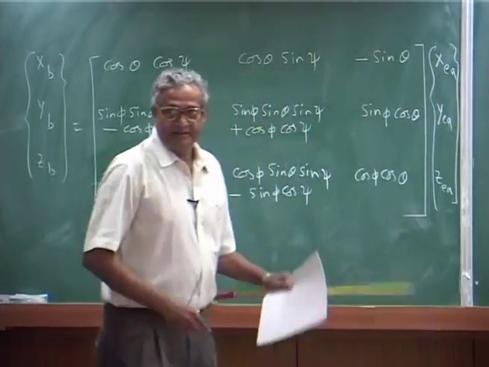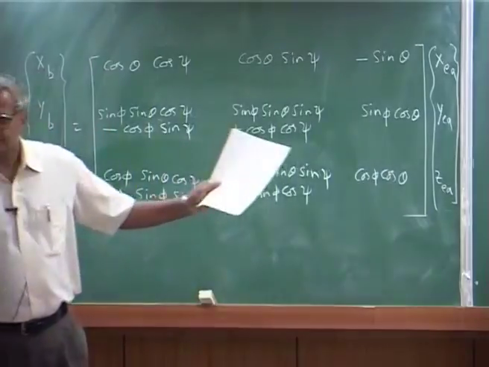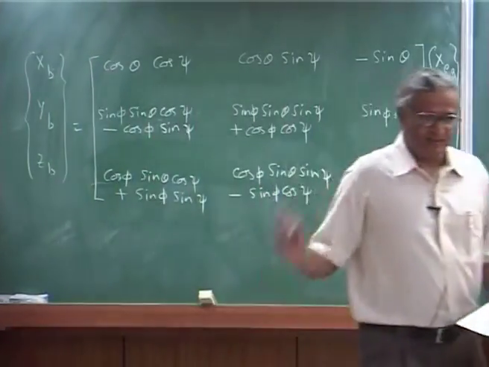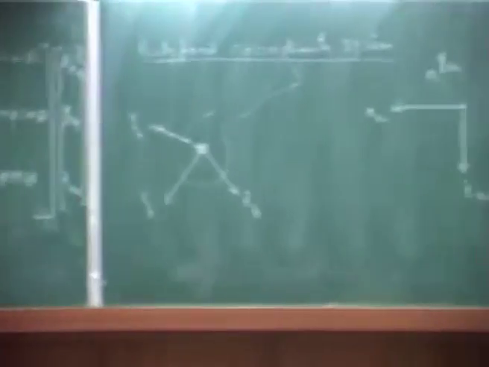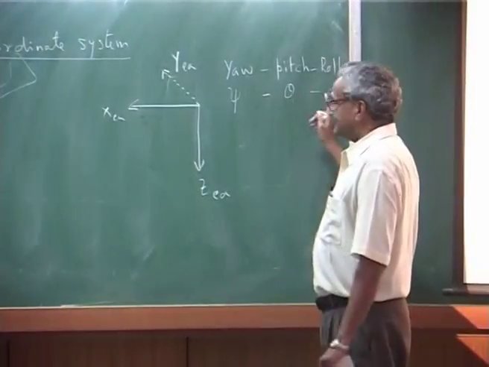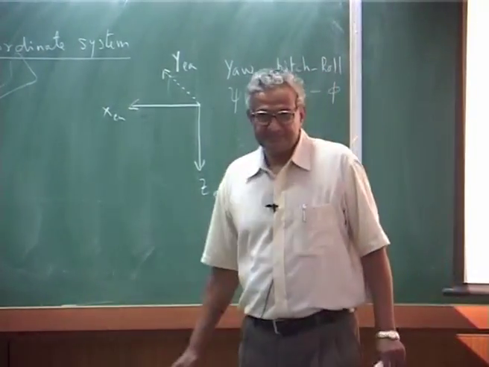Okay. This is the full transformation, which you may find in textbooks also, because this is just a product of 3 matrices, that is all. But follow this sequence, that is the most important thing, yaw, pitch, roll sequence.